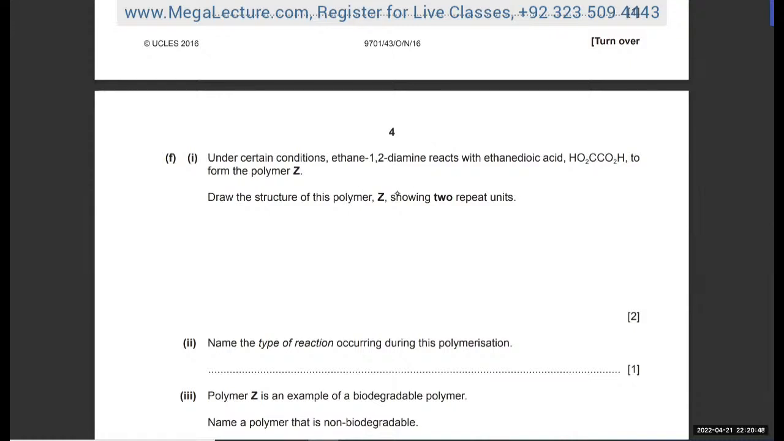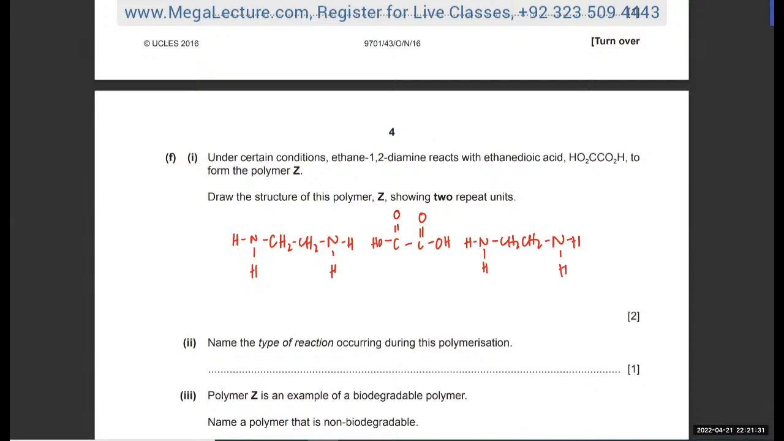So polymers, this is polyamides that is going to form. You have to draw the structure of the polymer showing 2 repeat units. So for 2 repeat units, there's going to be NH2 on one side. So you would have to draw 4 of them. There's going to be a carboxylic acid next. That's the carboxylic acid on both sides. Then again, there's going to be NH2, and NH2 on the other side as well. So I'm just going to draw 3 of them.